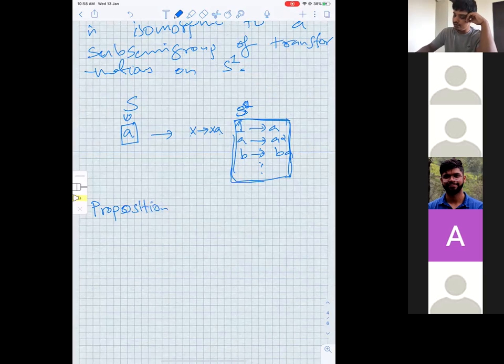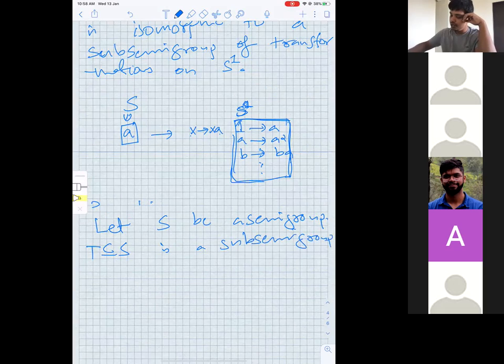Before that, I should introduce what is a subsemigroup of a semigroup. Let S be a semigroup. T subset of S is a subsemigroup if T is closed under the semigroup operation.